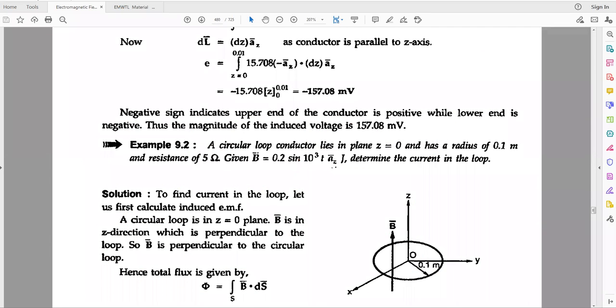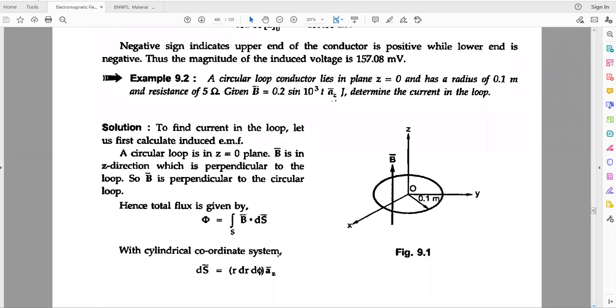Coming to the next example itself: a circular loop lies in the plane Z is equal to 0. So it lies in the Z equal to 0 plane and has a radius of 0.1 meters and a resistance of 5 ohms. Given B bar is equal to 0.2 sine 10 power 3 t AZ bar.